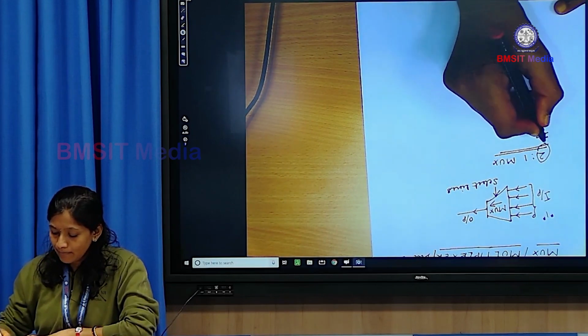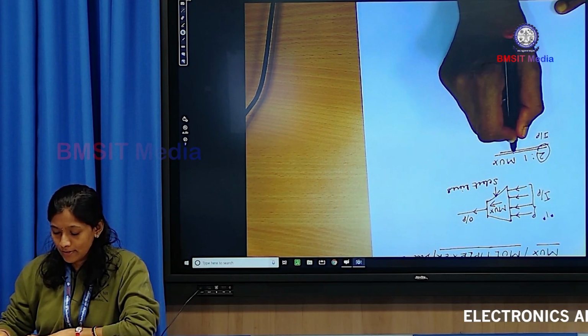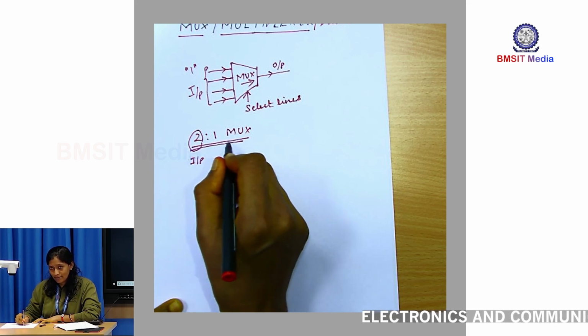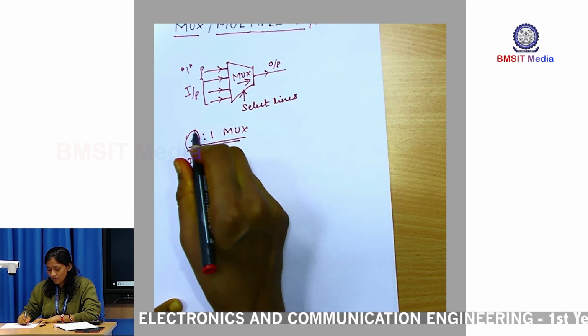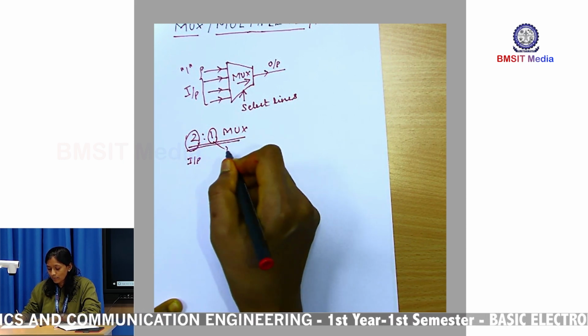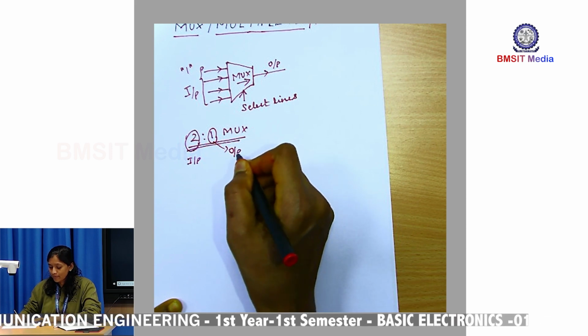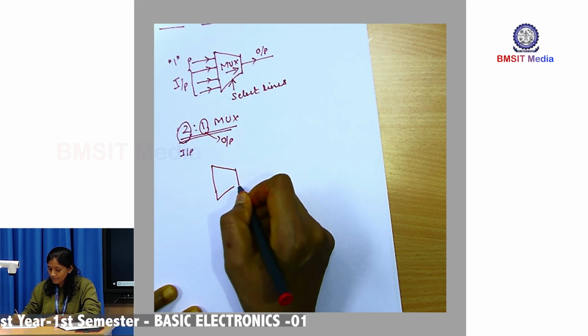Let us implement a simple mux called a 2:1 mux. So, what does this 2:1 mux tell us? It tells us that there are two inputs. Out of these two inputs, only one data should be selected and shared to the output stage. So, let me write the functional diagram of this mux.